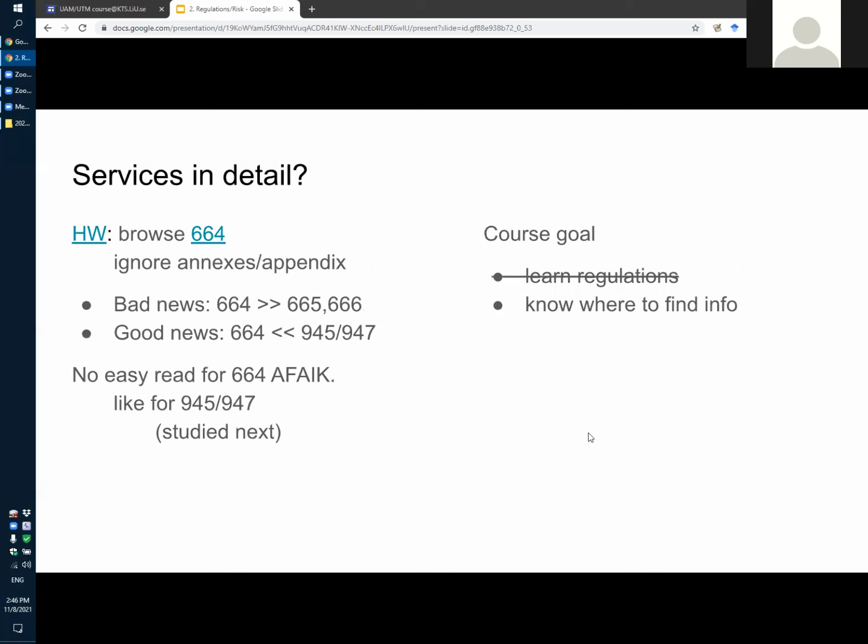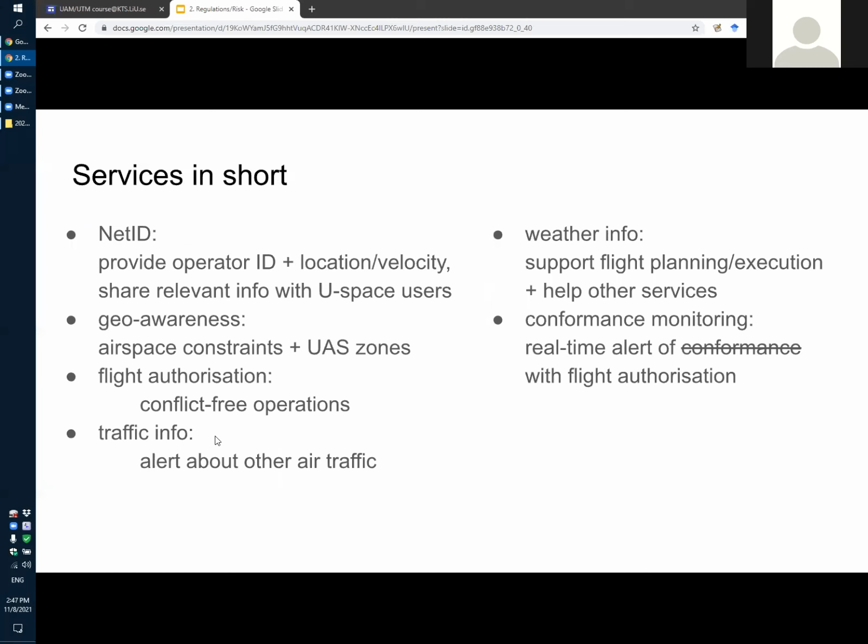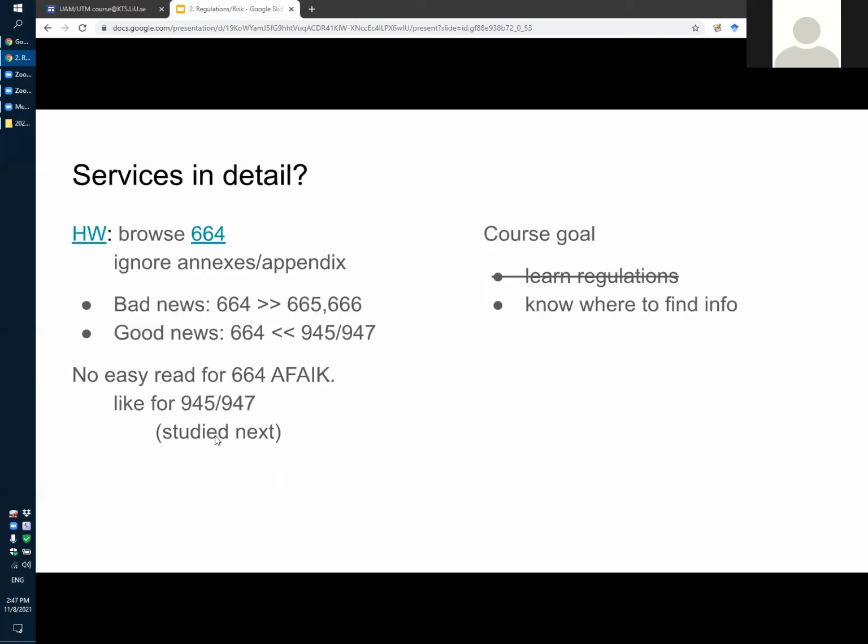And to know about services in detail, I encourage you to browse through the regulation 664. Again, only the core of the regulation. You have this homework problem. Browse through 664. As I said, it's pretty large, but it's not too large. Not an easy read, like for these ones for 945, 947, which we will look at next, but nevertheless, hopefully from going back one slide, from the names of the services themselves and also from short descriptions, you understand what they do, so no surprises here.